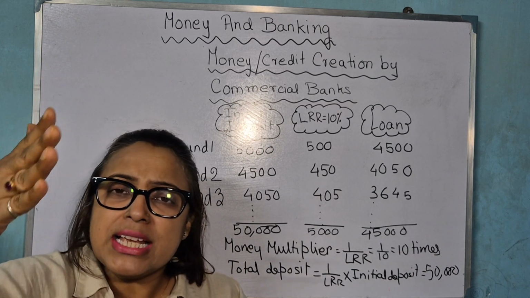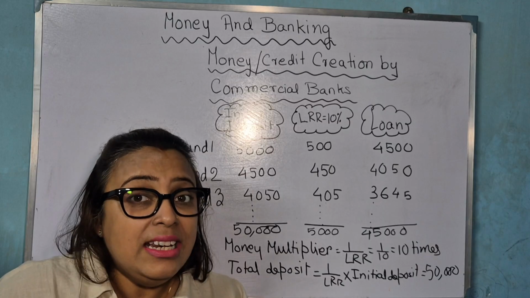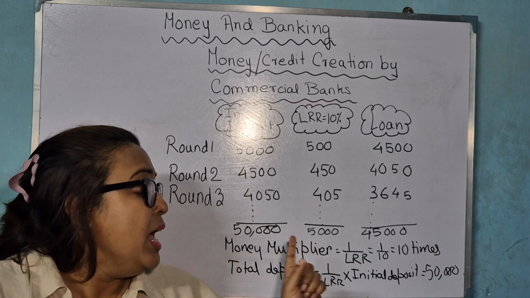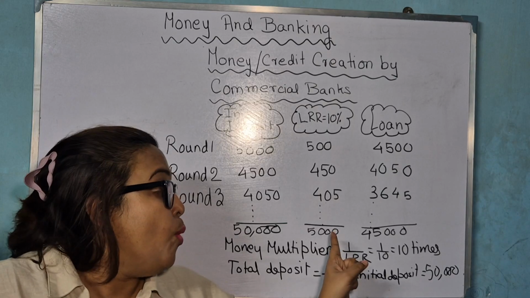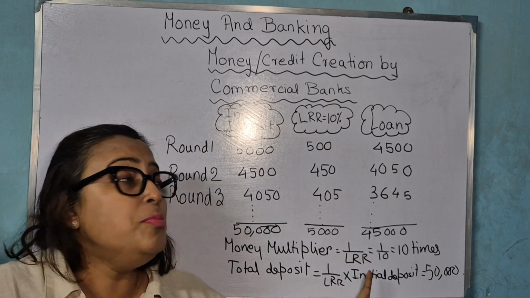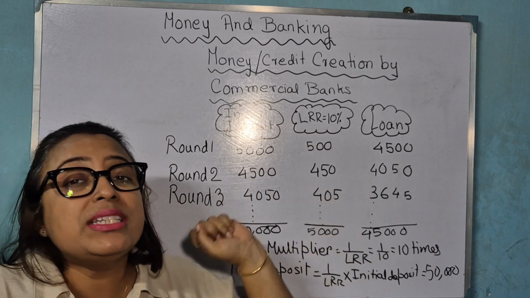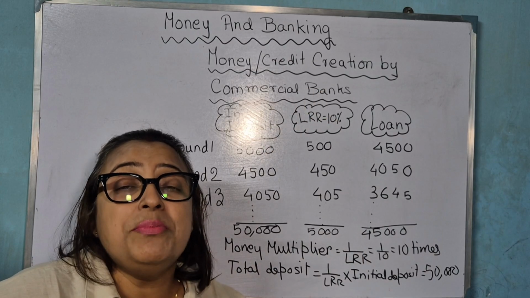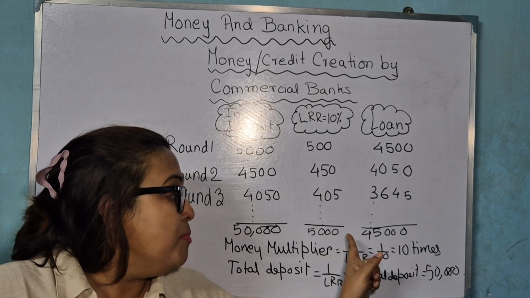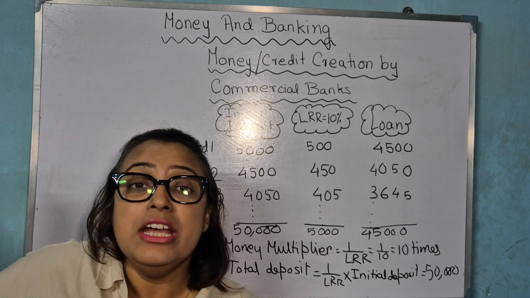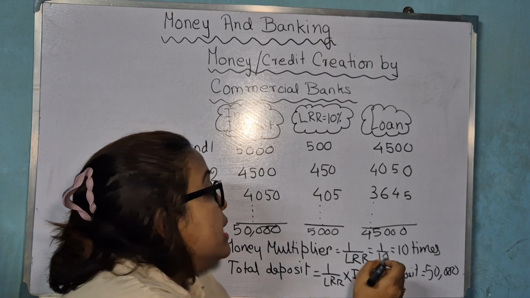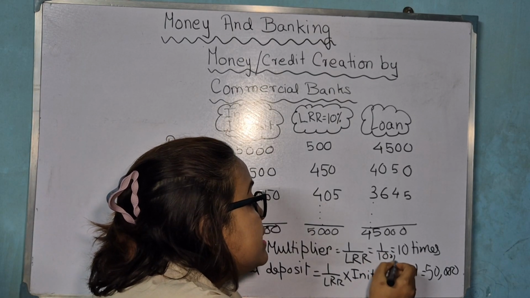So this process keeps on continuing, till we see that there is something called the money multiplier, which is 1 by LRR. How much was my LRR? Legal reserve ratio was 10%. So 1 by 10% means 10. 1 by 10% is equal to 10 times. So basically the money multiplier value is 10.